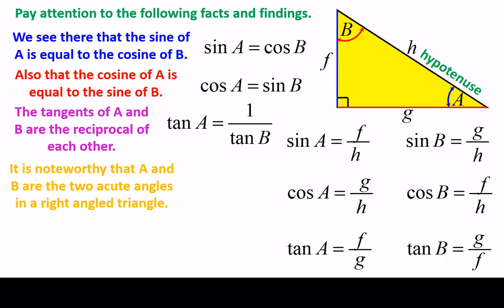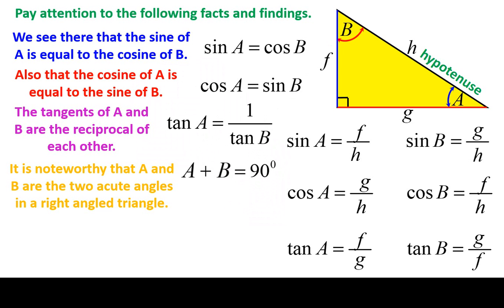It is noteworthy that A and B are the two acute angles in a right-angled triangle. If we add them, what will be the sum? Let's go again. They are the two acute angles in a right-angled triangle. If we add them, the sum is 90 degrees. Any two angles that have a sum of 90 degrees are called complementary angles. They have a sum of 90 degrees.